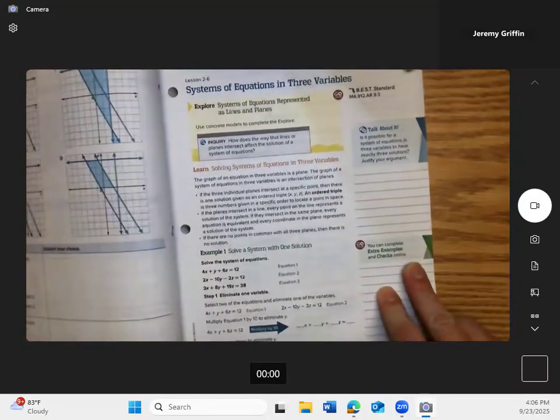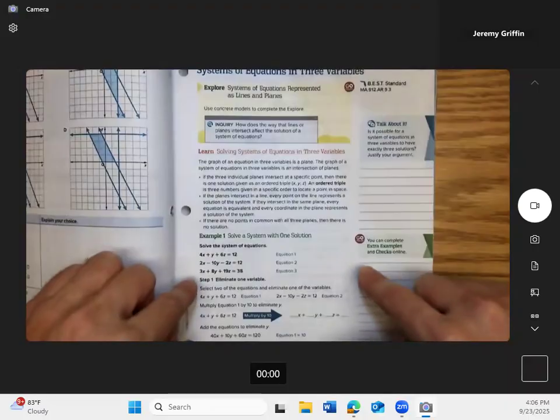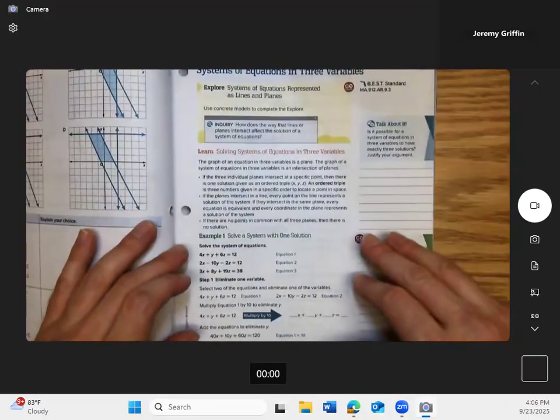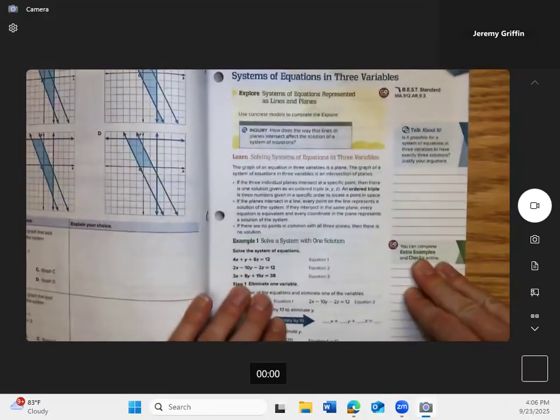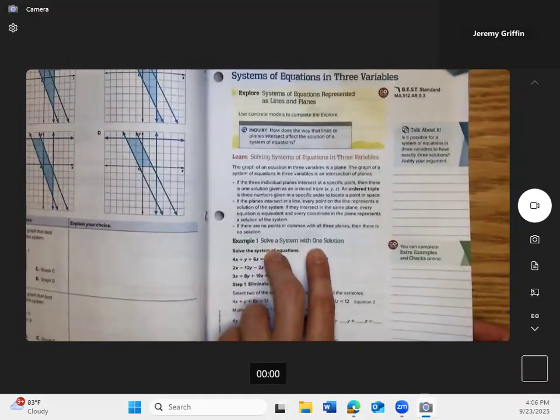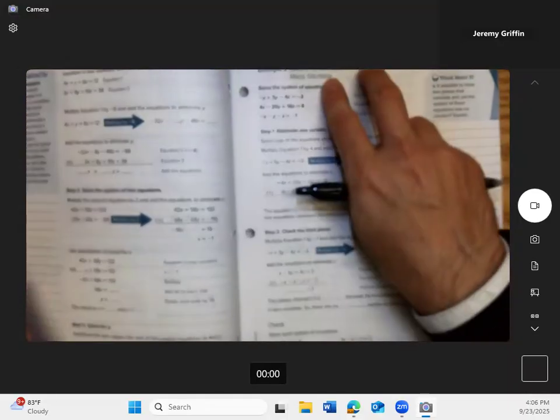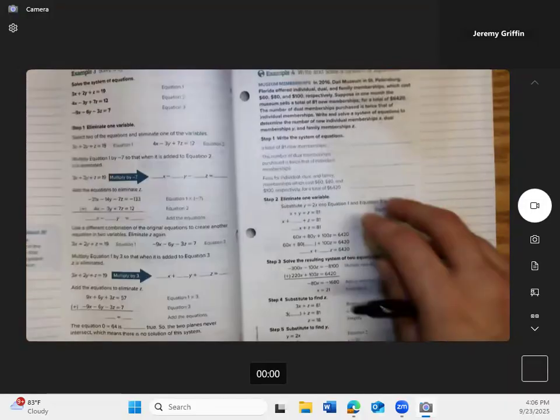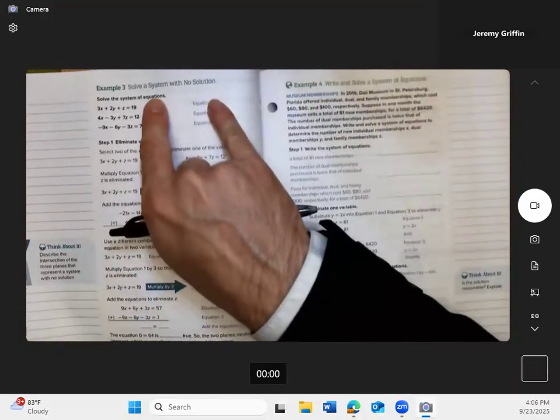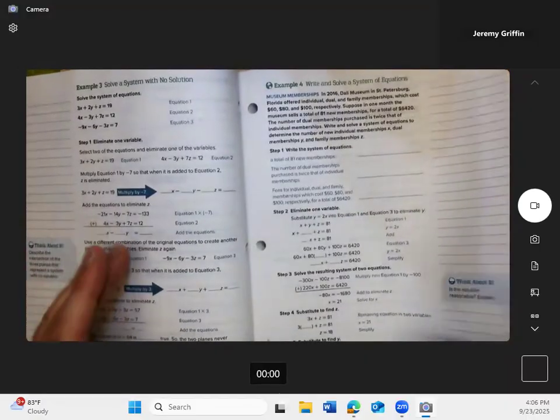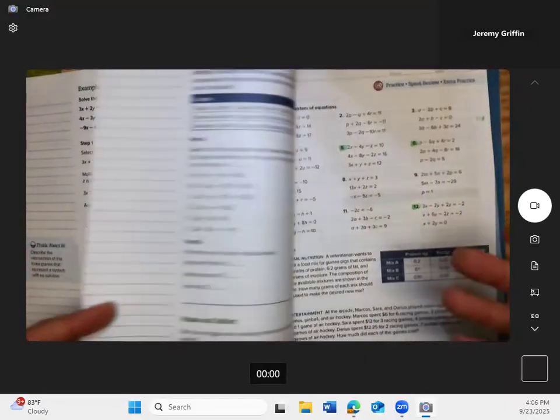In the beginning of this lesson, I want to look at the big picture. What are the categories of questions that they could ask? Like, solve a system with one solution, infinitely many solutions, no solution. And then they have word puzzles. So I want to look at the big picture. What does that mean? How do you think about it graphically?